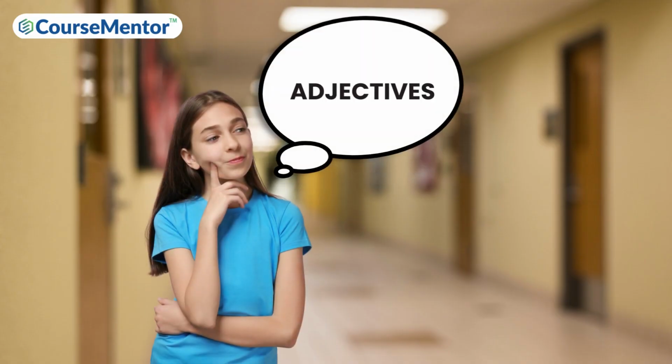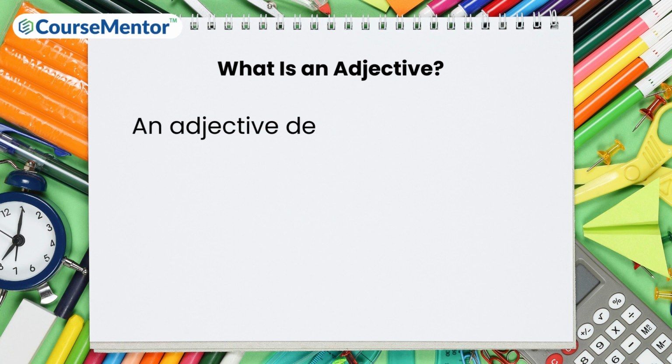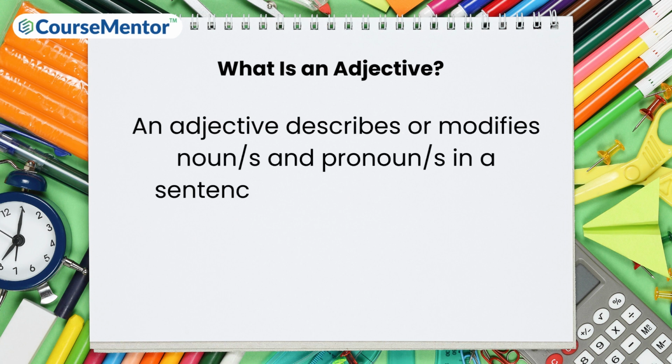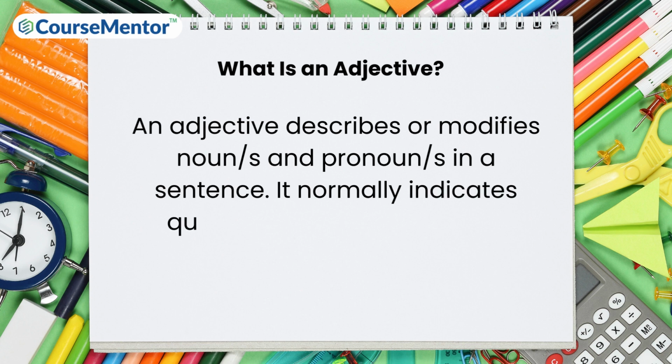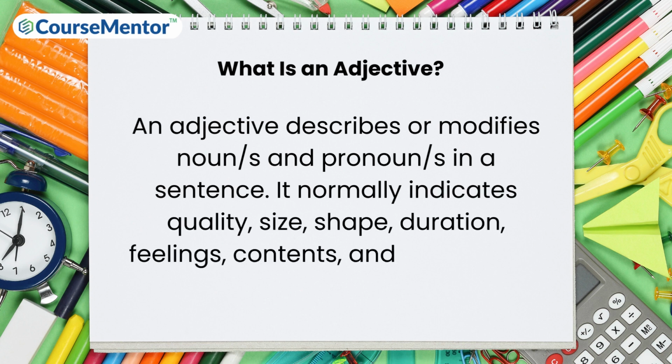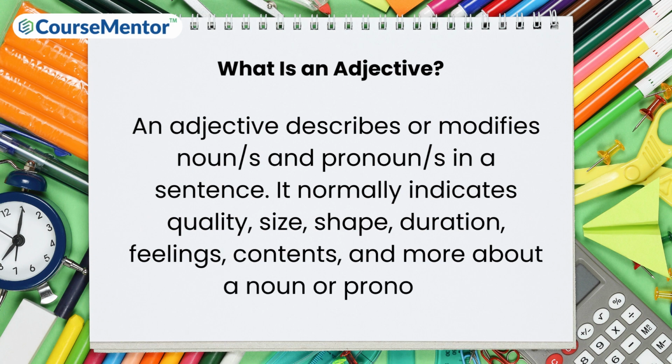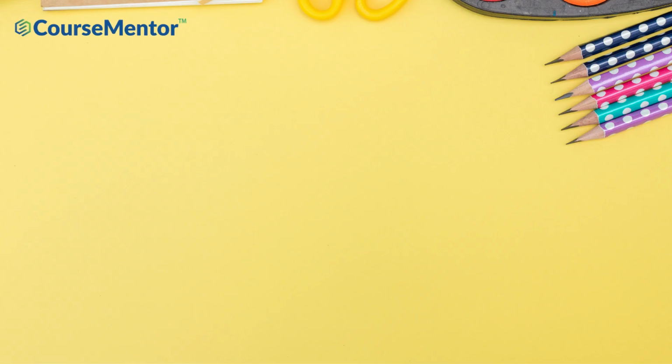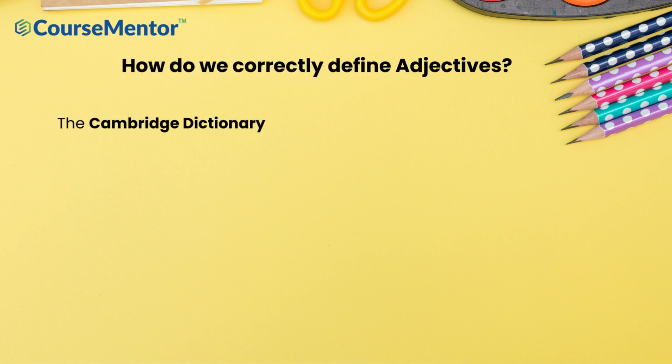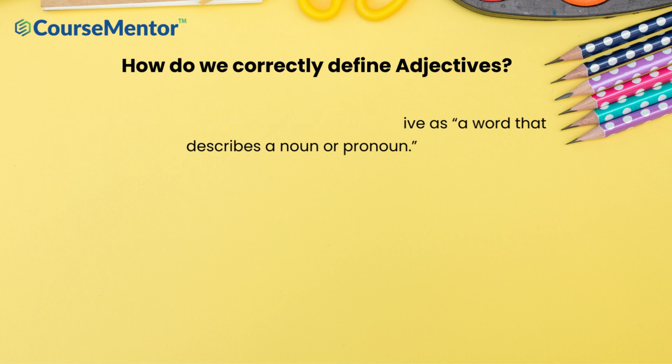So, what is an adjective? An adjective describes or modifies nouns and pronouns in a sentence. It normally indicates quality, size, shape, duration, feelings, contents, and more about a noun or pronoun. How do we correctly define adjectives? The Cambridge Dictionary defines an adjective as a word that describes a noun or pronoun.